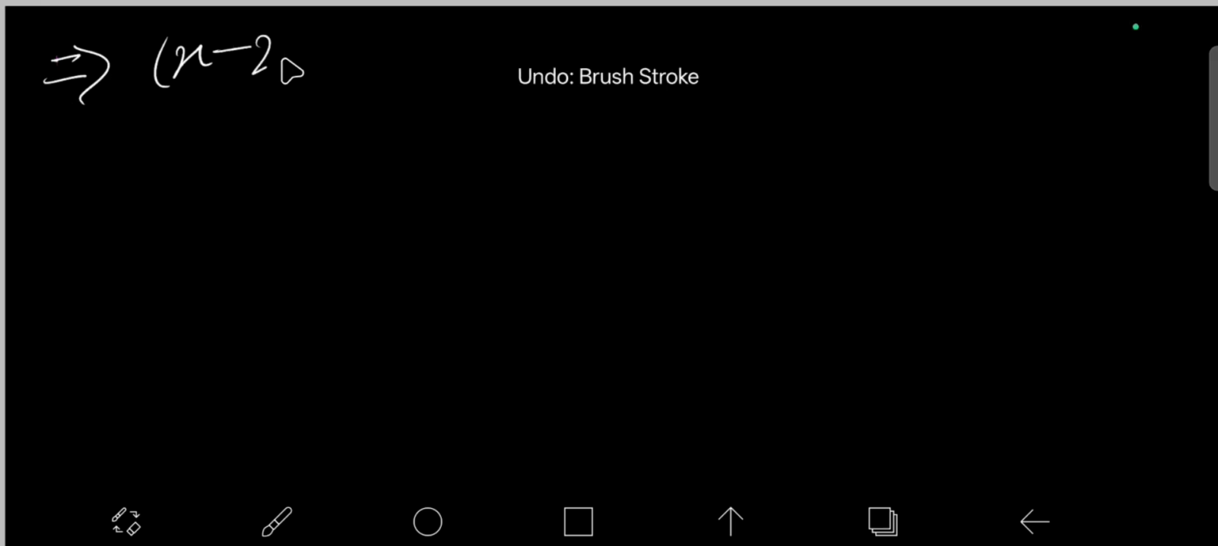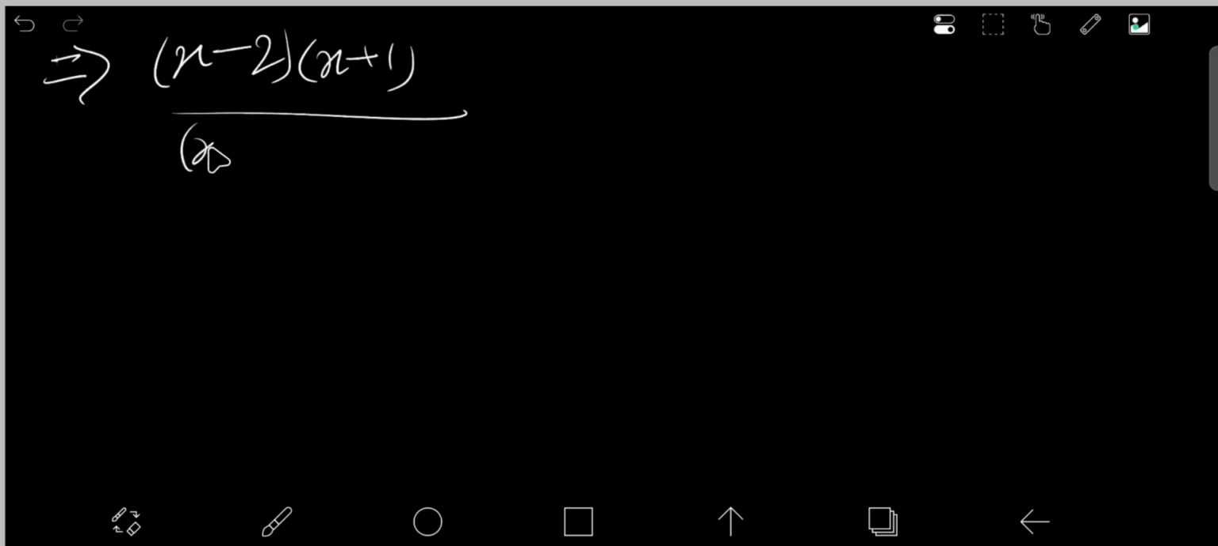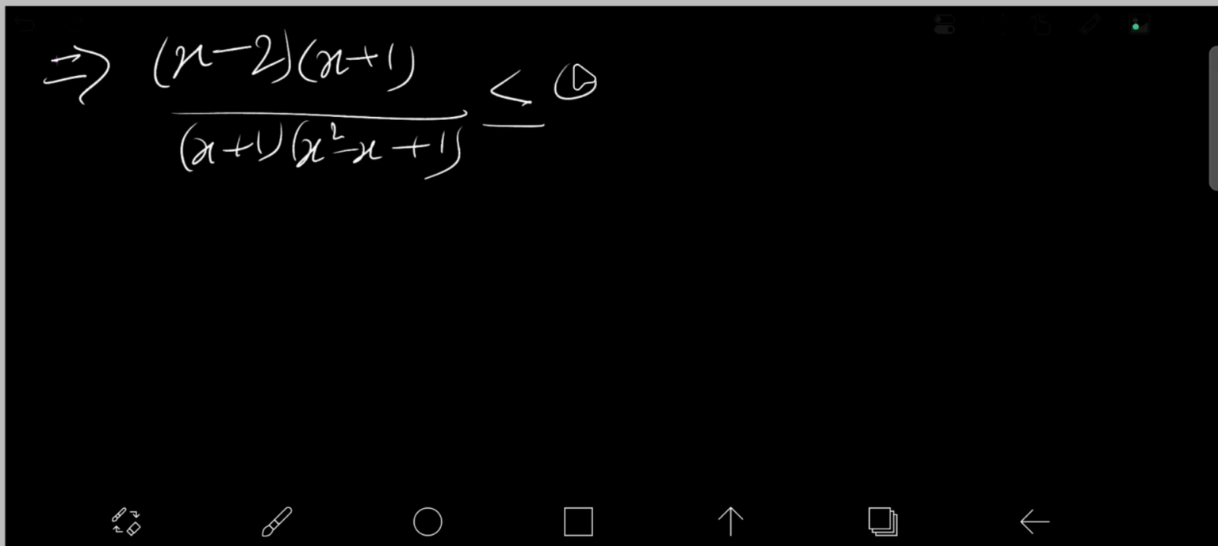We will clean this one first. Multiply both sides by minus, so the inequality sign is changed, and also factorize here. Factorization gives x minus 2 and x plus 1, whole divided by x plus 1 into x square minus x plus 1, and the inequality sign changes.